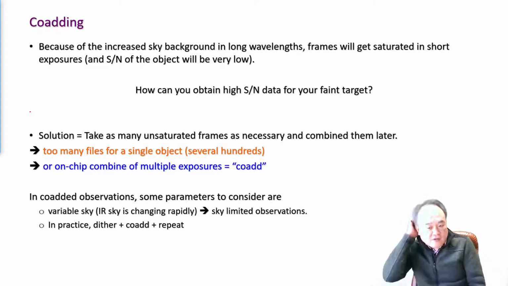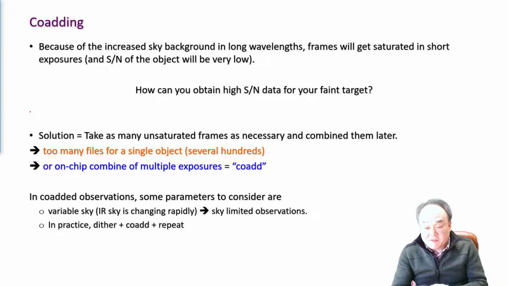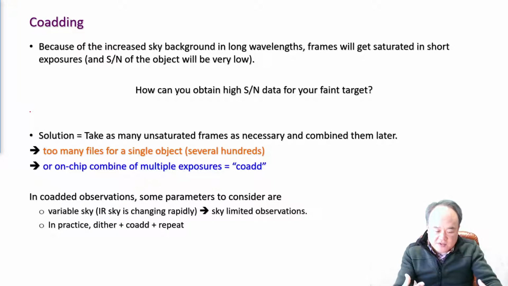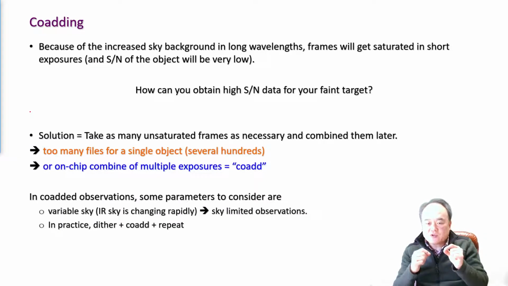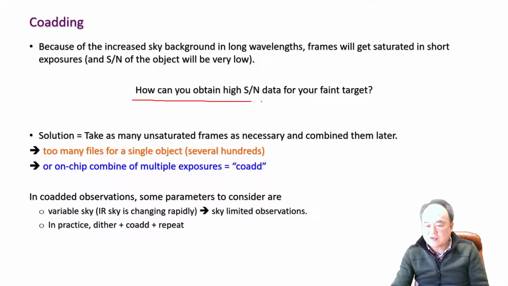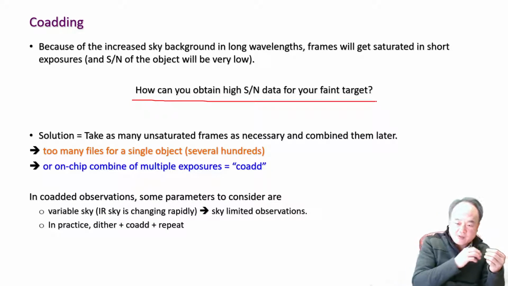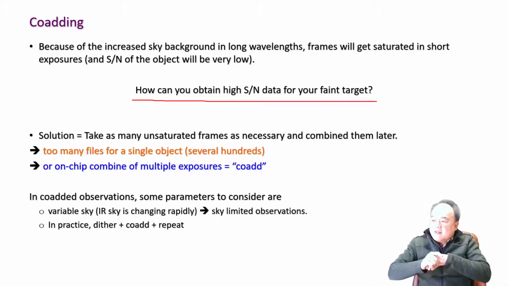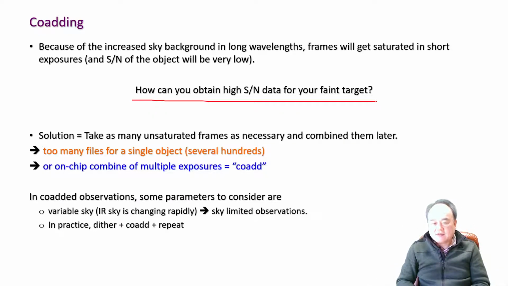In sky noise limited observation, such as near infrared observation, the increased sky background emission level is causing your exposure to get saturated before you accumulate enough signal for your science target. So the dilemma you encounter in typical near infrared observation is: how can you obtain high signal to noise data for your faint target in the flood of really bright sky background?